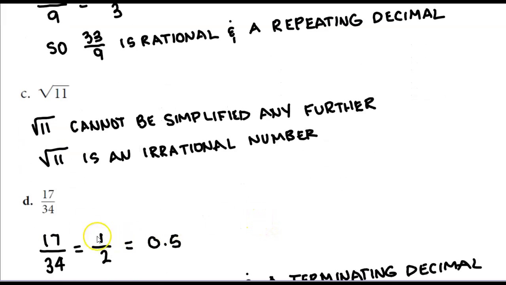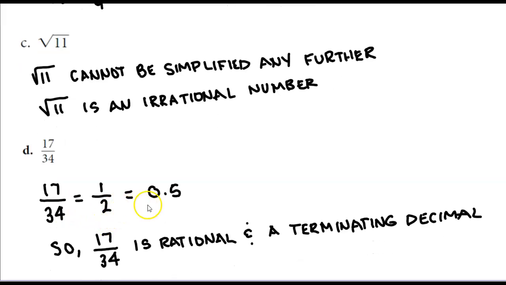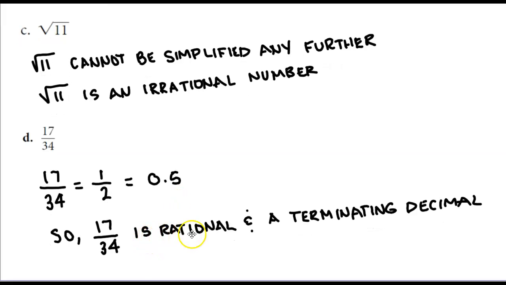If I take a look at the fraction 17 over 34, well, that reduces to 1/2, which gives us a terminating decimal of 0.5. So therefore, it is rational and a terminating decimal.